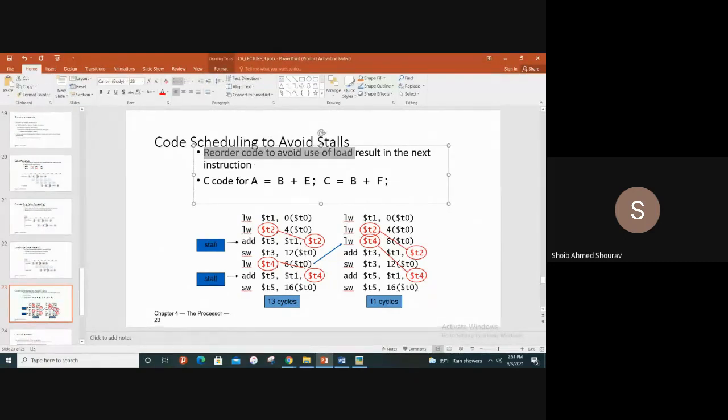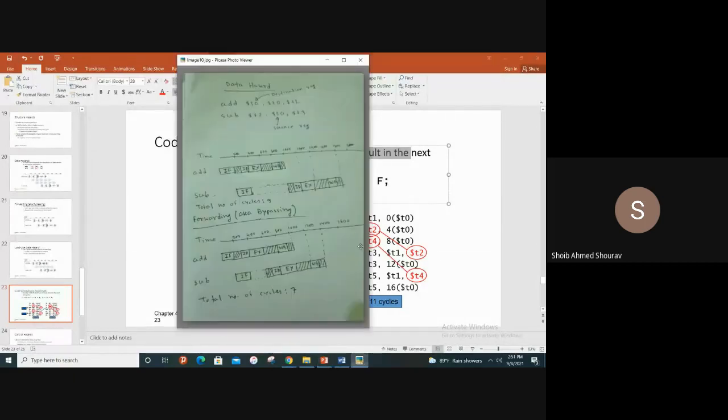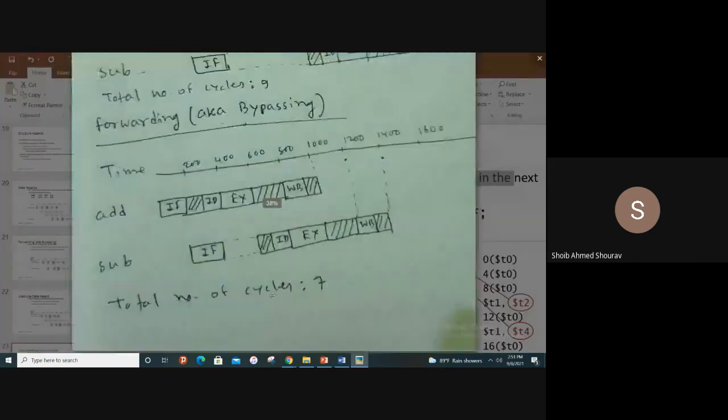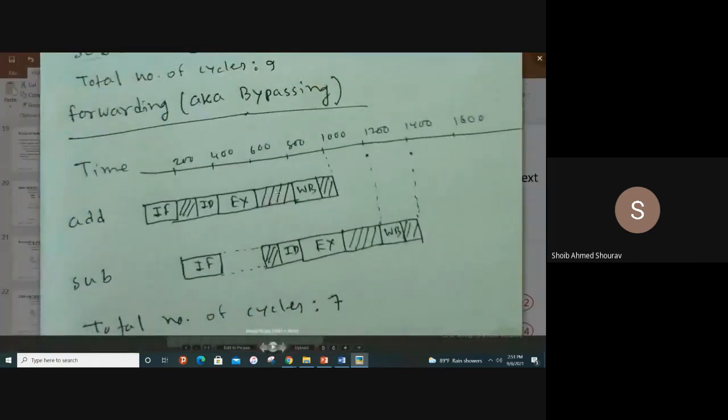So reorder the code to avoid a stall in the next instruction, or avoid use of the load. Now, for example, if I can convince you in here, let me show you. For example, this is forwarding. Now, in between this add and sub, if we had another instruction, for example a load word that is not connected to this add and sub, we would have started that load word in 200 to 400, right?